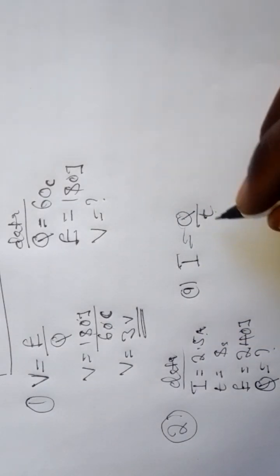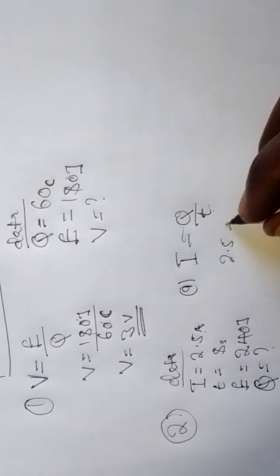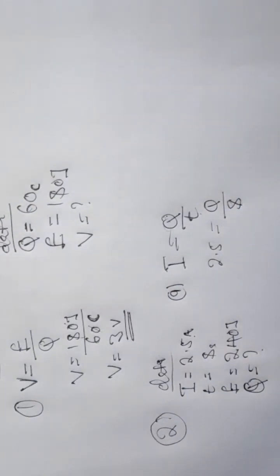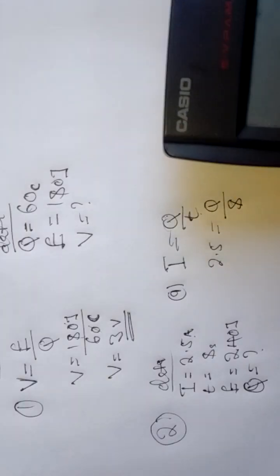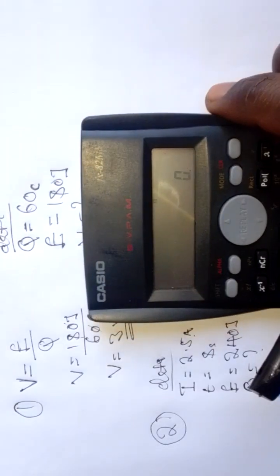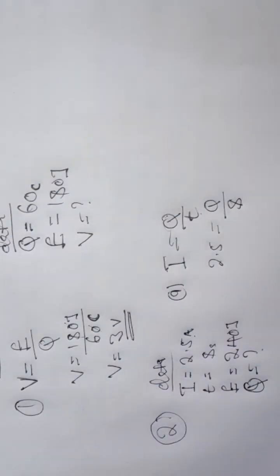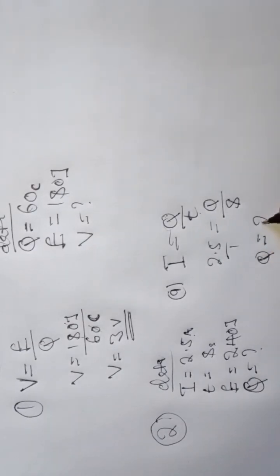So what can we do? Current is 2.5, which is equal to charge, which we don't know, over time, which is 8. We cross multiply. What's the value? 2.5 times 8, we are getting 20. So I can say charge is equal to 20 coulomb.